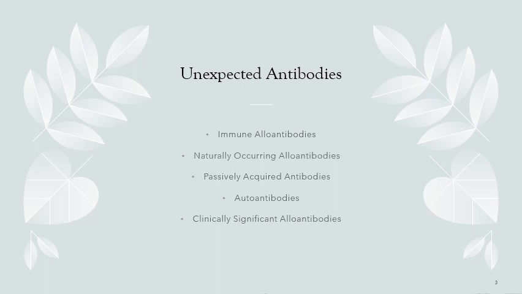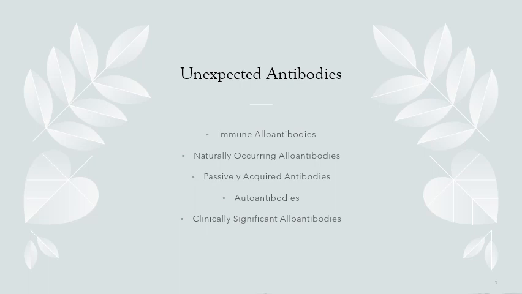Next is the naturally occurring alloantibodies. So these antibodies form as a result of exposure to environmental sources such as pollen, fungus, and bacteria, which have structures similar to some RBC antigens.